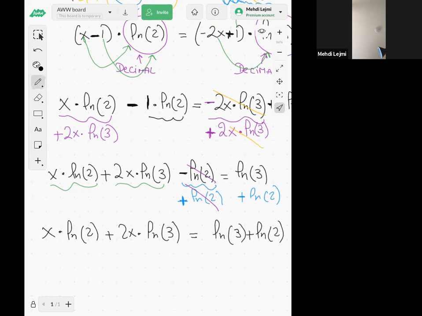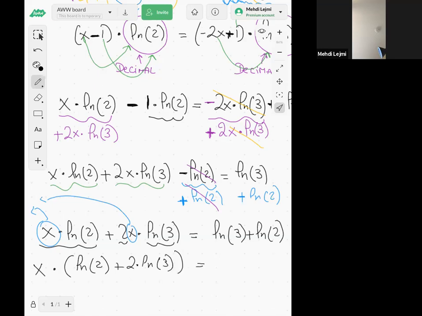Right. Now, I can pull out my x. There's an x in here. There's an x in here. So I'm going to factor out the x. So here's my x times, you pull out the x here, then you are left with natural log of 2. You pull out the x in here, you are left with this 2 times natural log of phi. So it's 2 times natural log of phi equals this natural log of phi plus natural log of 2.